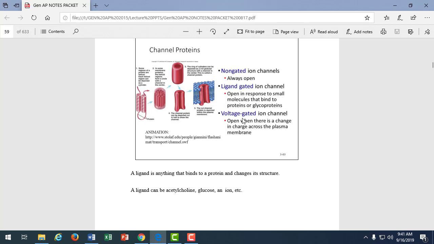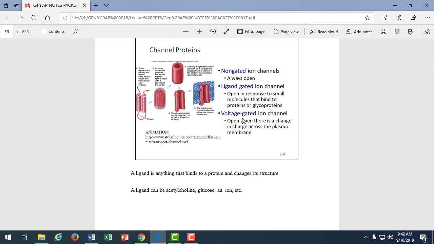Ligand-gated. Ligand is any chemical, just a fancy name for a chemical. So it means something has to bind to that channel before it's going to open up and let that substance through. So that's a little more selective, right? We can't just let anything through. If it's ligand-gated, it needs a chemical to bind to it. And oftentimes that chemical is acetylcholine. But there's other things it can be too.